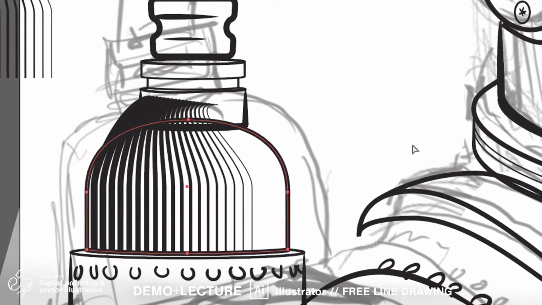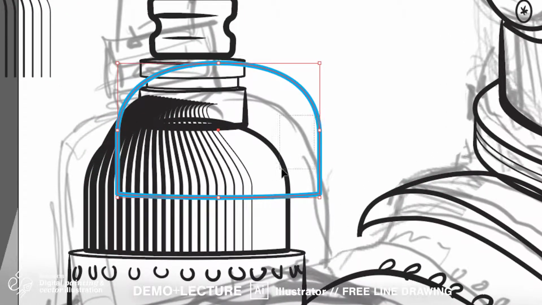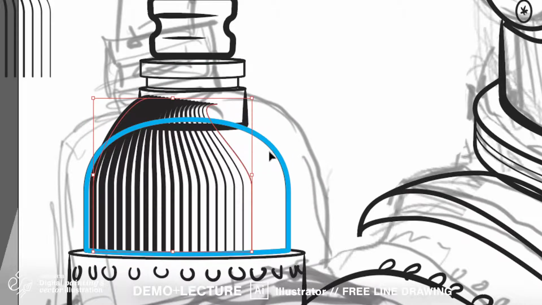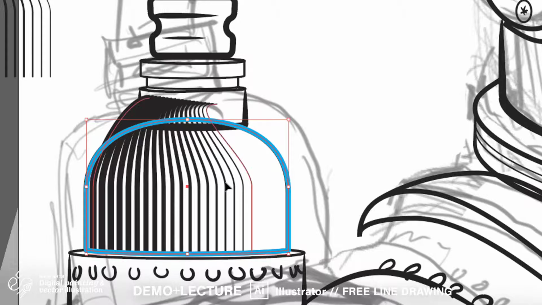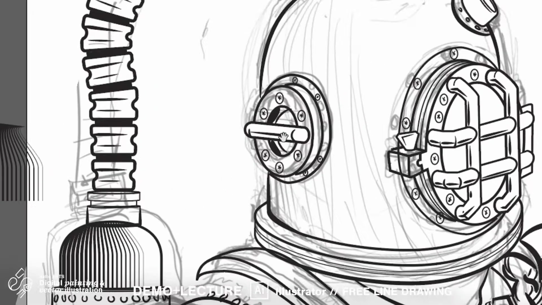I copy the form and paste it on top, and use this form as a clipping mask for the blend group. I select the copy area and the blend group. Select both of them and right-click Make Clipping Mask.